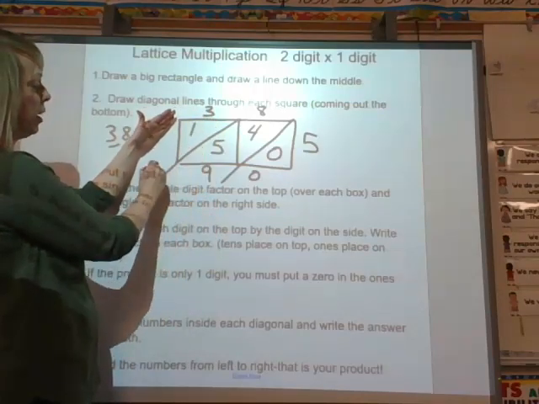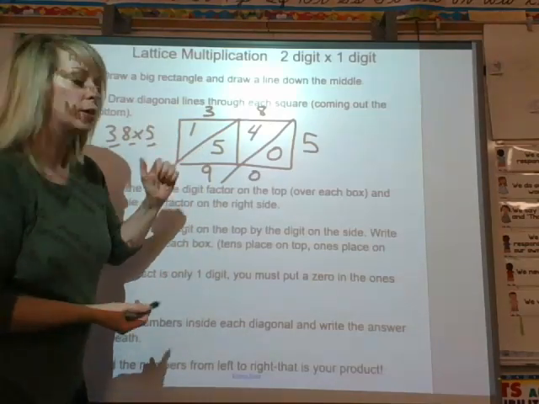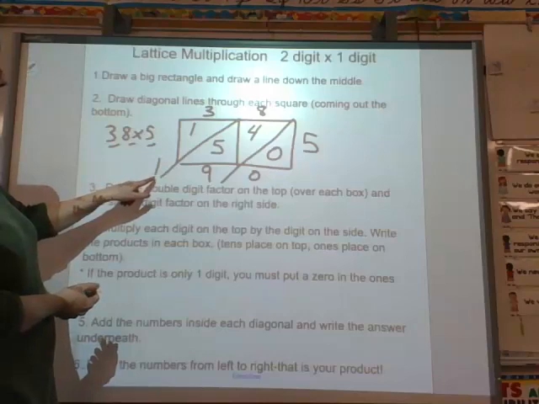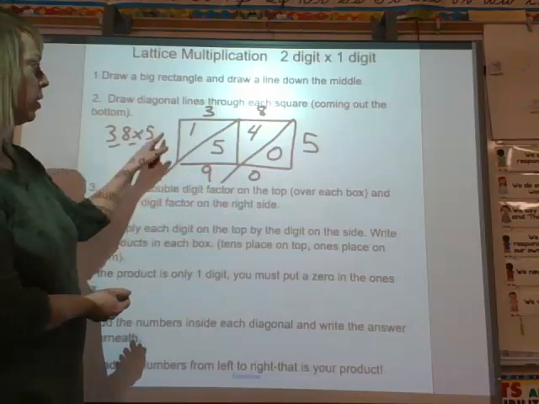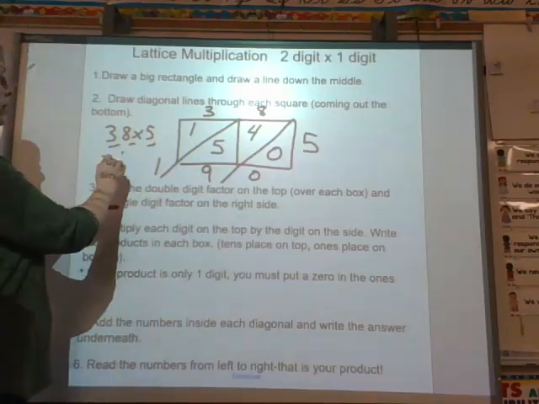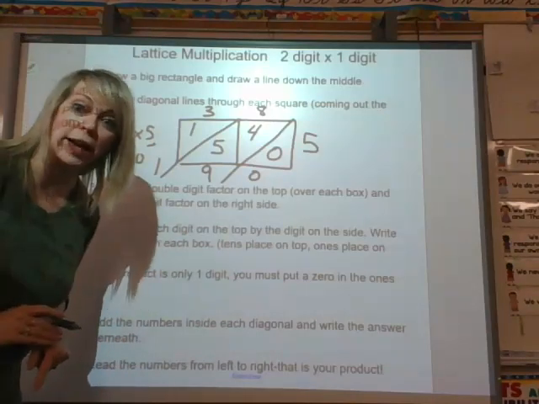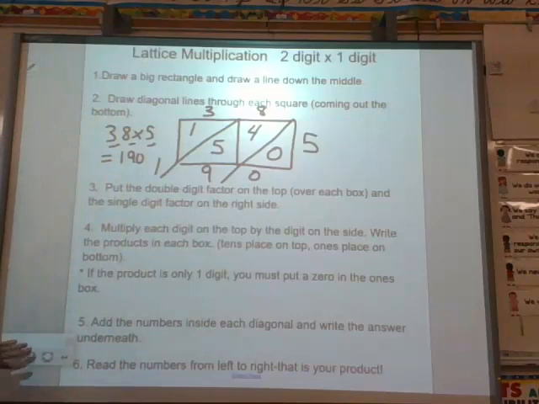So 1 plus nothing is 1. And I'm finished. So all I have to do now is read my numbers from left to right. So the answer is 190. So 38 times 5 equals 190. Cool, hey? Let's try another one. I'll go to a new screen.